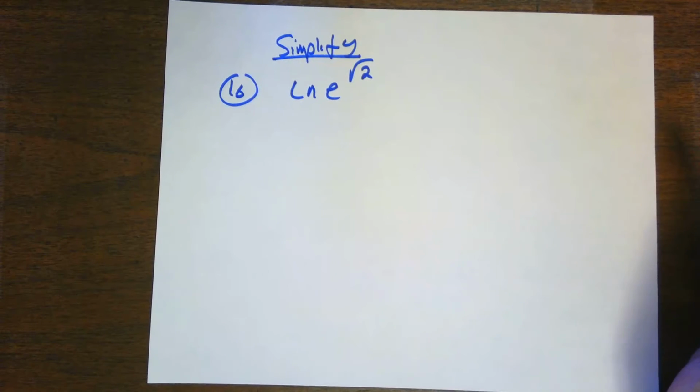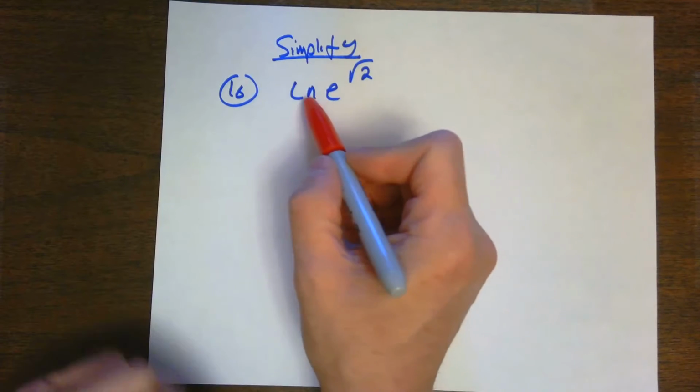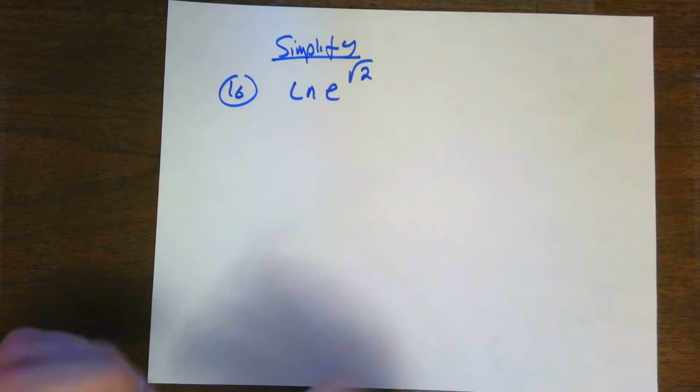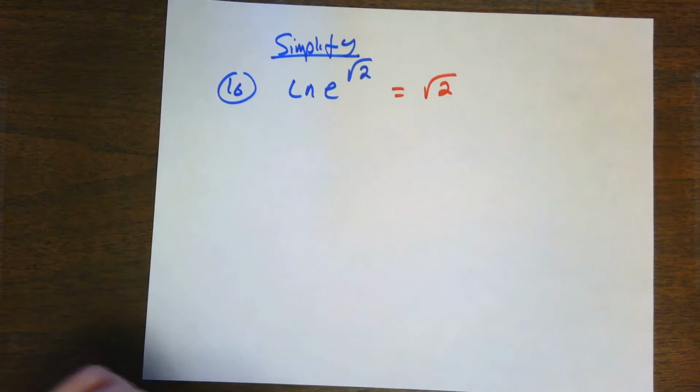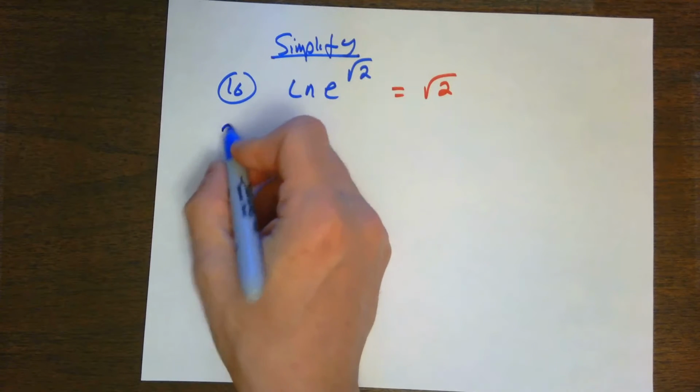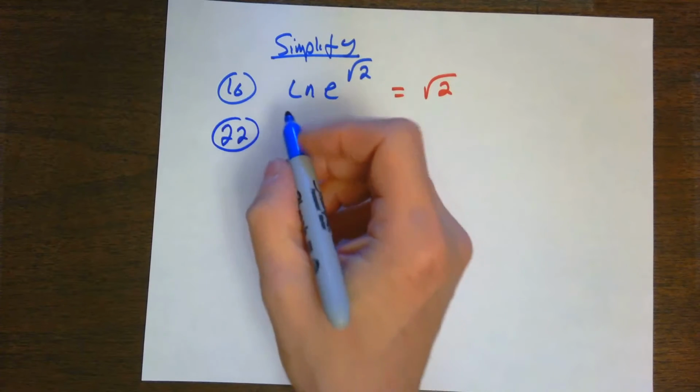These ones we don't need a calculator for. We certainly don't need a calculator. So if I look at this, natural log and e cancel each other out, and I'm just going to get left with the square root of 2. That's going to be my final answer. So it's all about the properties of logarithms. If you recognize the properties of logarithms, then it's really easy and nice to do. All right, let's take a look at number 22.